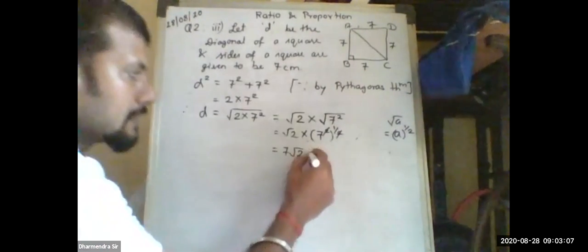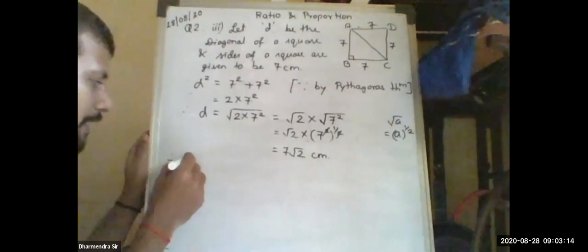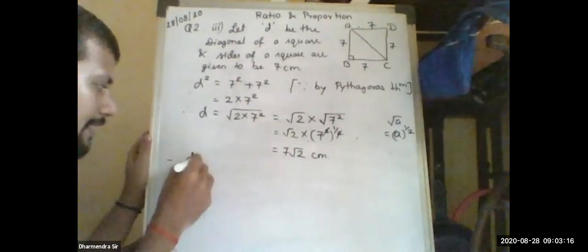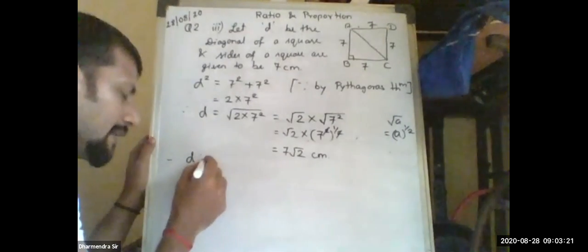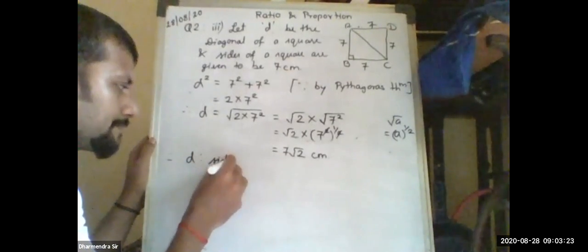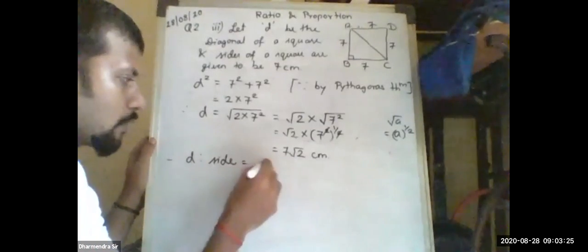7 root 2, which is centimeter, since unit is given. So what they're asking you to find is the ratio of diagonal to side. So diagonal is to side is equal to diagonal upon side, is equal to, value of diagonal is 7 root 2 upon side is 7. Both are centimeters.